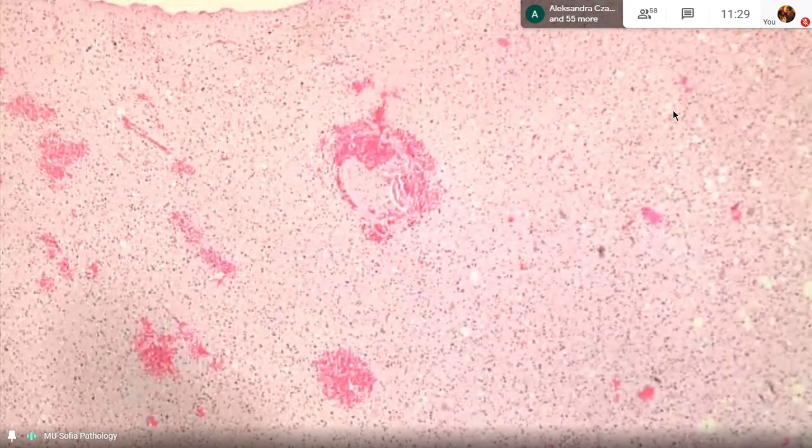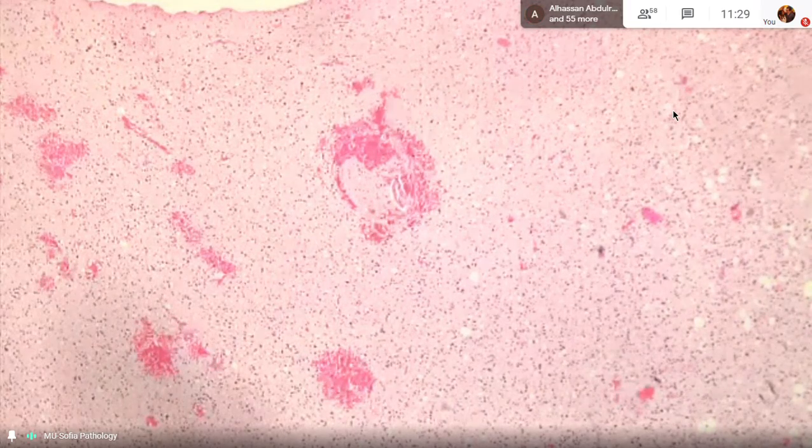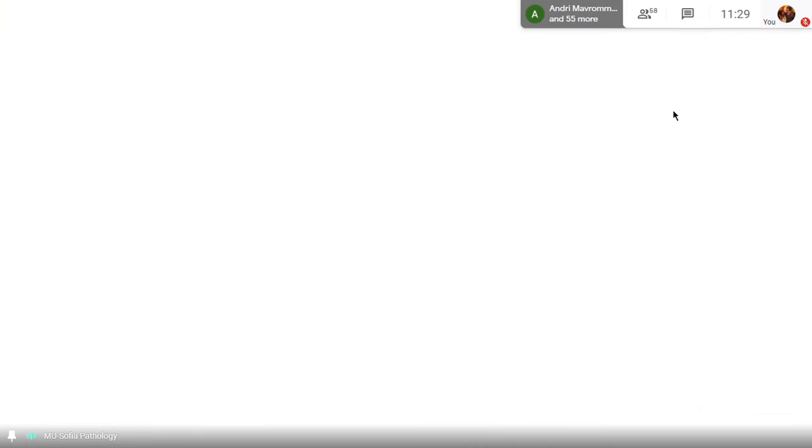Okay, so going on to the slide for the astrocytoma, this is the fibrillary type of astrocytoma. In fact, the tumor tissue looks like a culture of astrocytes.